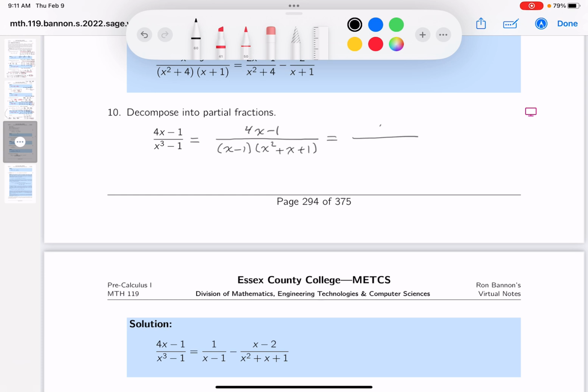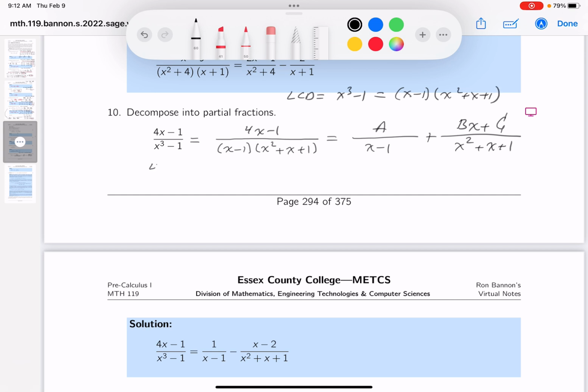And we're going to get A over x minus 1. Now remember that quadratic factor. I'm going to have the numerator be Bx plus C. I just don't know the values of A, B, and C right now. But I'm pretty comfortable I can clear the fraction now. I can multiply both sides by the LCD. And the LCD is x cubed minus 1, or if you prefer, it's x minus 1 times x squared plus x plus 1. Let's write this down.